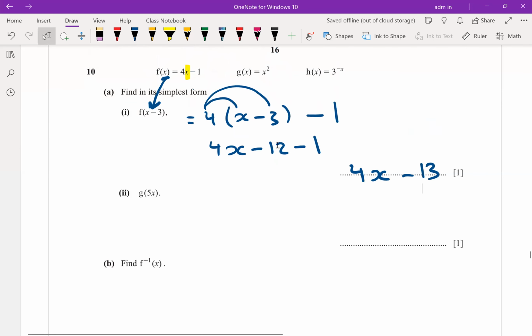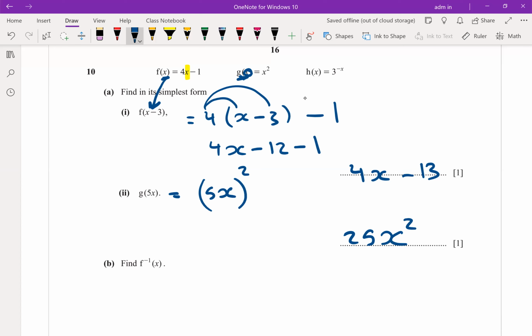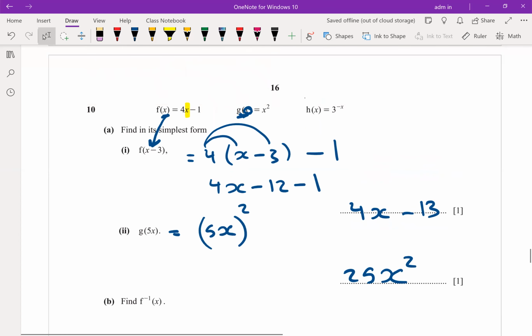g(5x). How to get g(5x)? g is this function. g(5x) means remove x and write what? 5x. So g(5x) is 5x, the whole squared. Simplify: 25x squared. Clear?